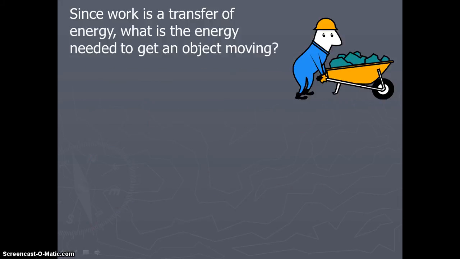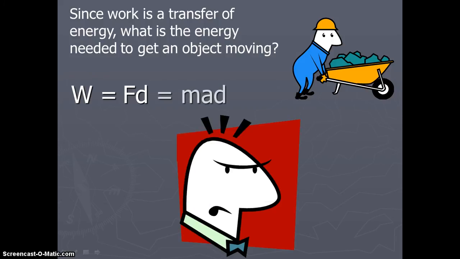So kinetic energy. Let's consider trying to get an object moving. Remember that our formula for work is force times distance. But what is the energy required to get the object moving? We can start doing substitutions. Instead of F, we can put in ma. So work makes you mad. Ha ha ha. Well, anyway, we're going to keep going with the substitutions.